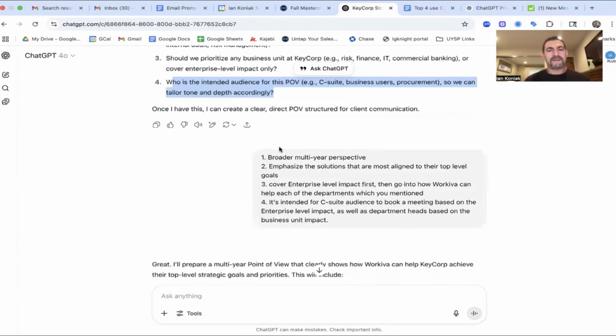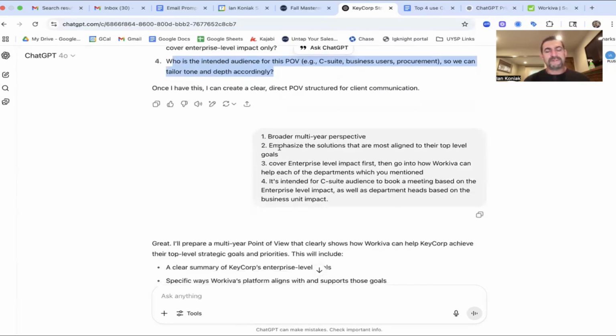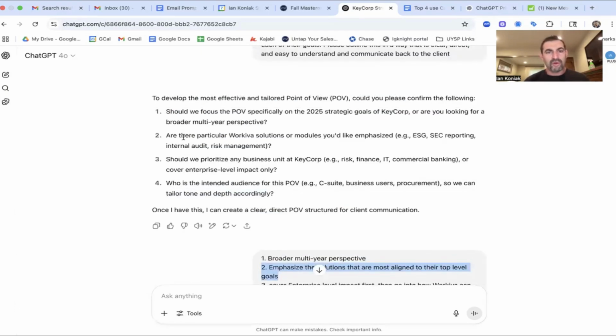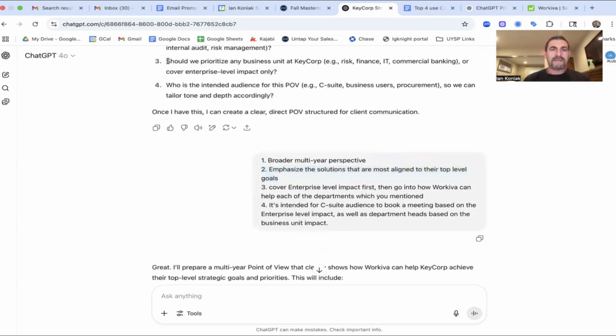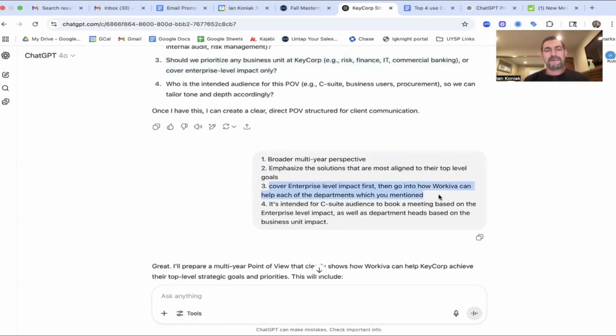And so what I answered before I got the deep research running, so you have to answer the questions first, is I want broad multi-year. I want to emphasize solutions that are aligned to their top level goals because I don't know Workiva, I don't know the different modules. I just want to make sure that what we're selling maps to their goals. I want to cover enterprise first. So, should we prioritize any business units? I always like to know enterprise level impact, top level, and I'd love to see some business units as well. So, I put both. I said cover enterprise first, then go into specific departments.